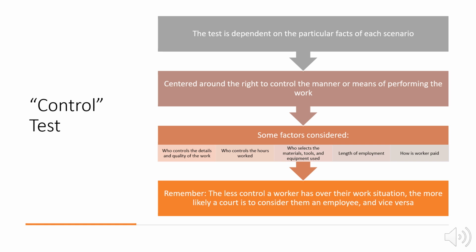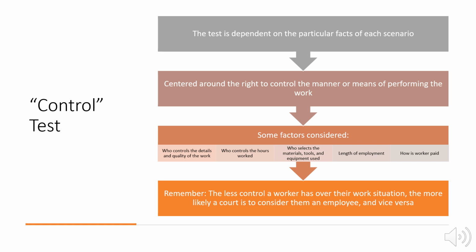The test is dependent on the particular facts of each scenario, but it is centered around the right to control the manner or means of performing the work. In other words, the court is going to look at whether the worker had more control over the work situation or whether the employer had more control over the work situation. If it is found that the worker had more control, it is likely that they will be treated as an independent contractor.